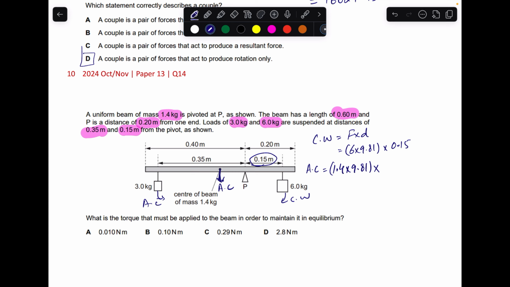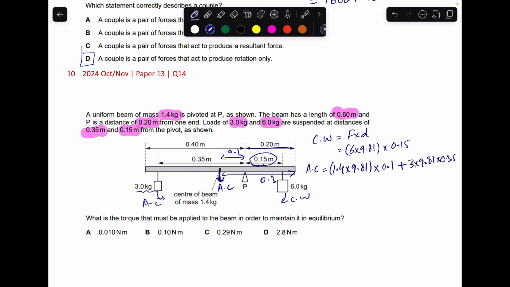Okay, so what is the distance? The total length is 0.6, and this should be at the center, right? So this should be 0.3 from this point to this point. So this is 0.3, and this is 0.2, so this will be 0.1. Okay, so it will be multiplied by 0.1 plus the moment because of this mass, it will be 3 into 9.81 into the distance, that is 0.35.